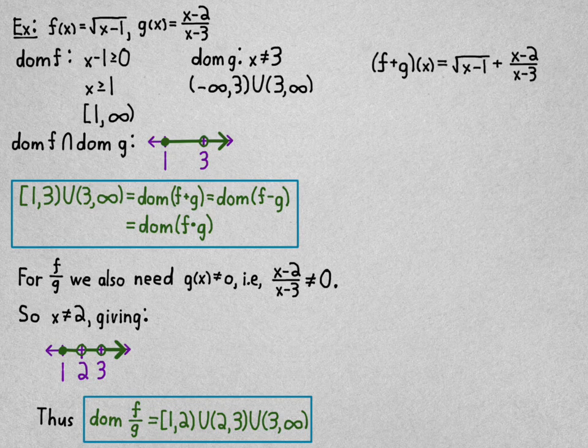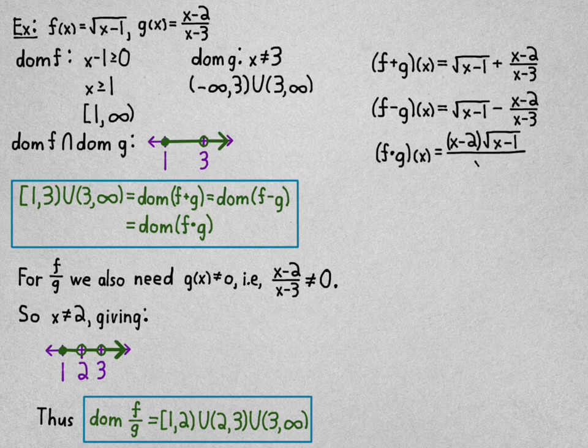Now I'm just going to write out what these functions actually are. The function f plus g of x equals the square root of x minus 1 plus (x minus 2) over (x minus 3). This is kind of the easy part, right? f minus g of x equals the square root of x minus 1 minus (x minus 2) over (x minus 3). f times g of x equals (x minus 2) in parentheses times the square root of x minus 1, divided by x minus 3.